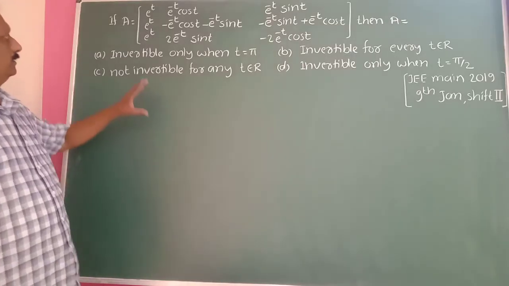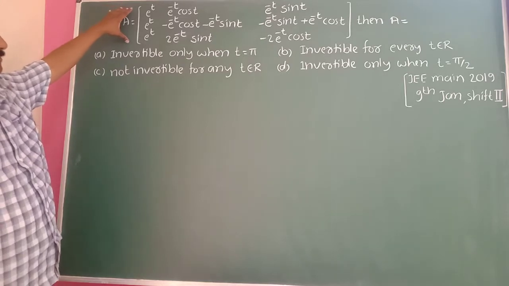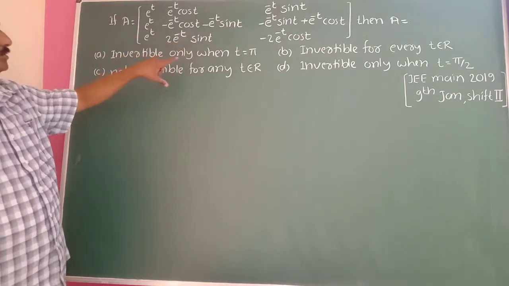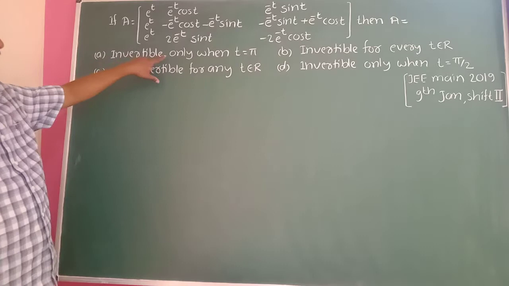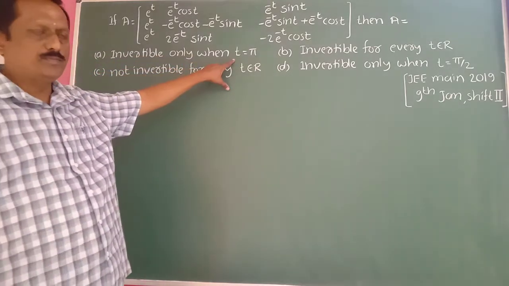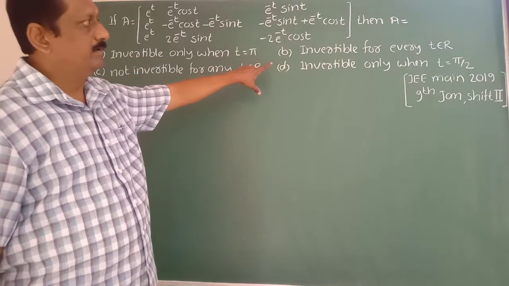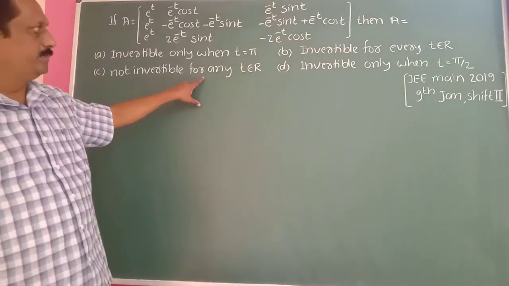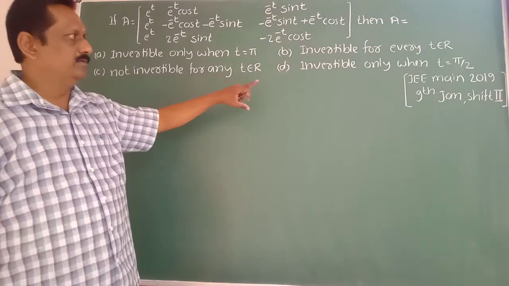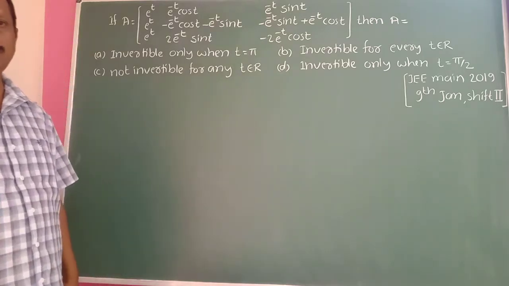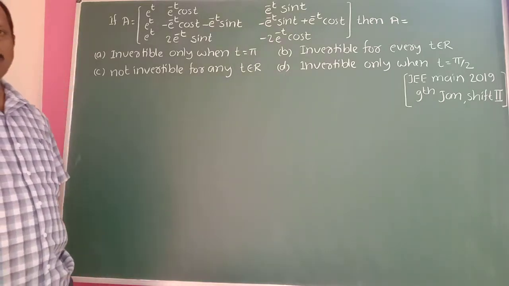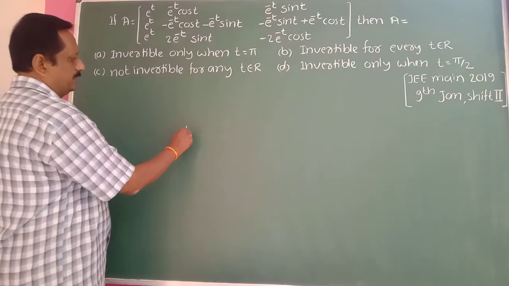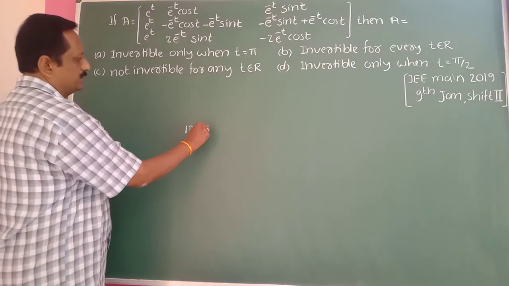So here is the given matrix A. There are four options: invertible only when t is equal to 5, invertible for every t belongs to R, not invertible for any t belongs to R, invertible only when t is equal to pi by 12.